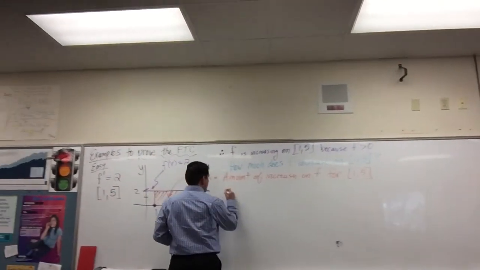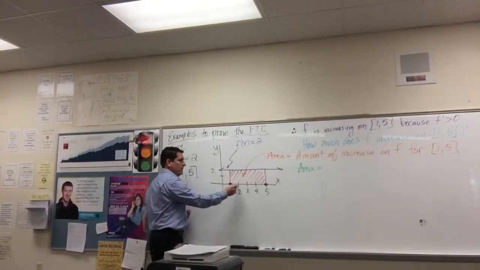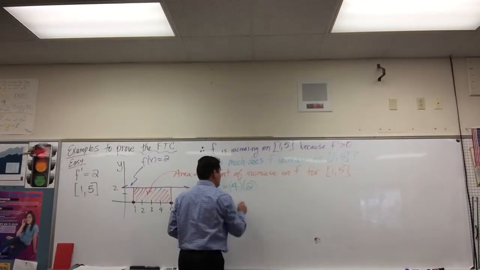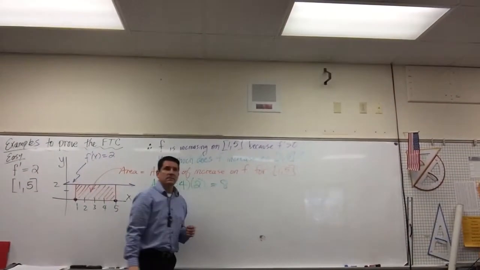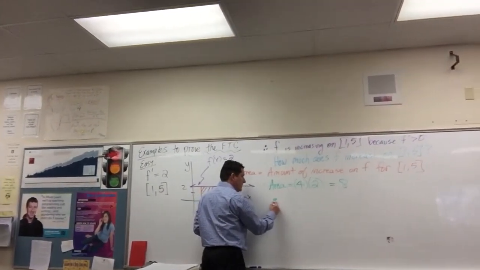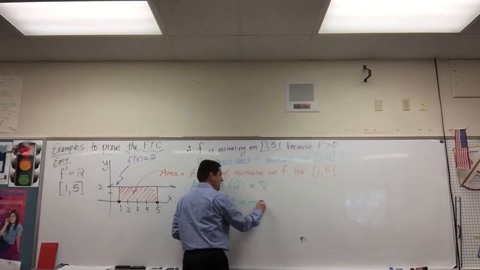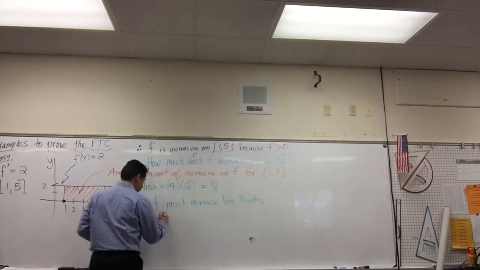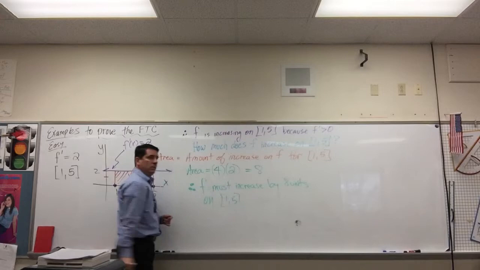Okay, so the area is equal to what? 1, 2, 3, 4 times 2. The area of this is 8. So what does this say? This says that f must increase by 8 units on the interval from 1 to 5. Do you agree with that statement?